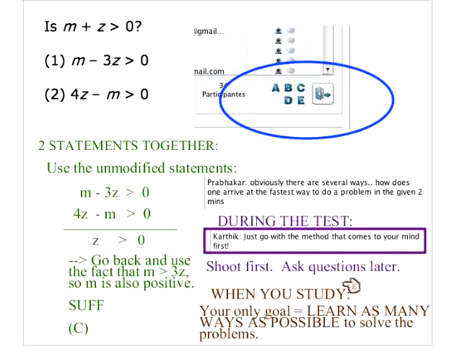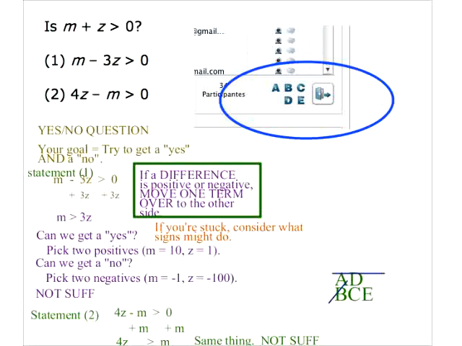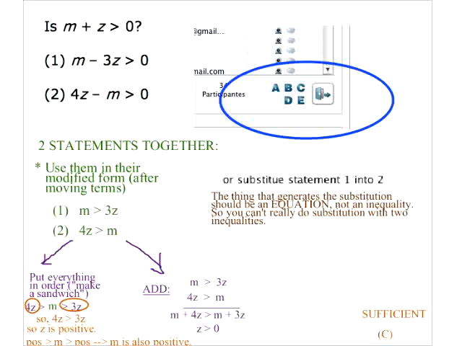Questions about this one? So we got a bunch of takeaways. The first is the usual thing about thinking about signs. If you're stuck, you can think about what signs do. If you have differences, you can move things over so they're not differences anymore. That's a takeaway. You can make sandwiches if you have the right kind of chain of inequalities.